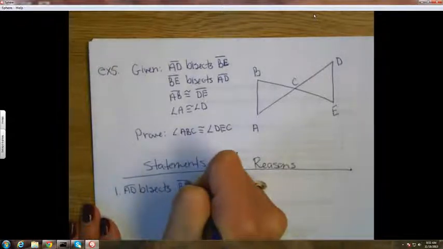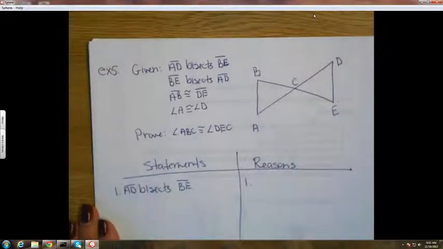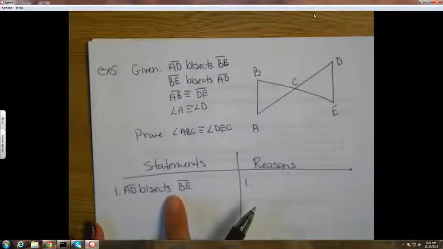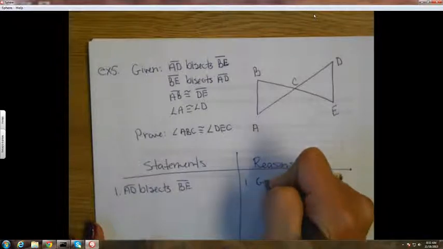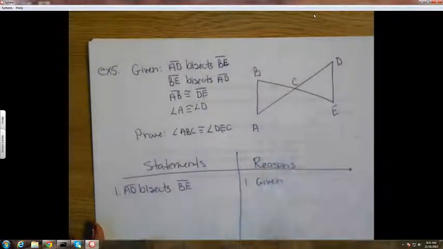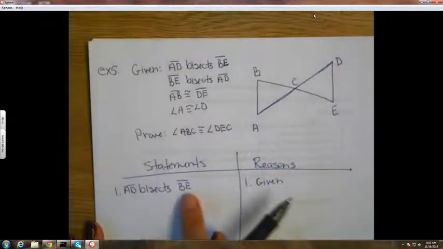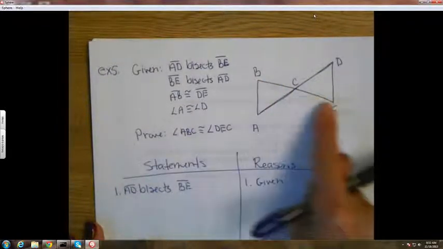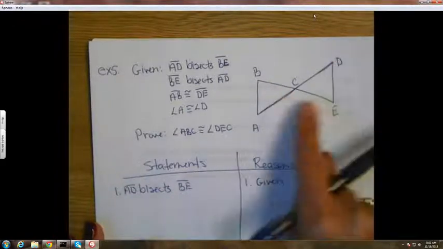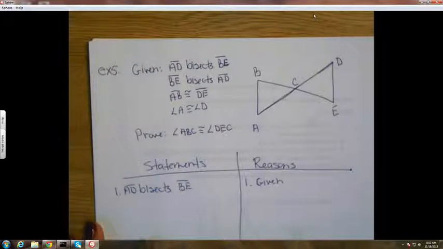Okay, fill in the reason. I can do the first part. What's my reason? Given. Okay, now take a look and see what that's actually telling you. This is where the thinking comes in. It's telling me this segment AD is bisecting BE. So BE is being cut in half by this segment AD. Well, if BE is being cut in half, what's congruent? BC and CE.